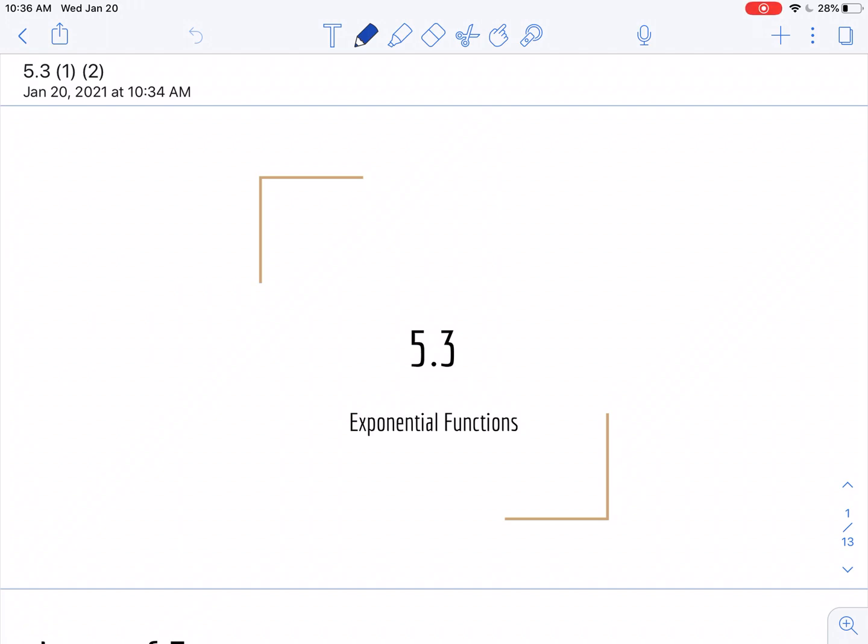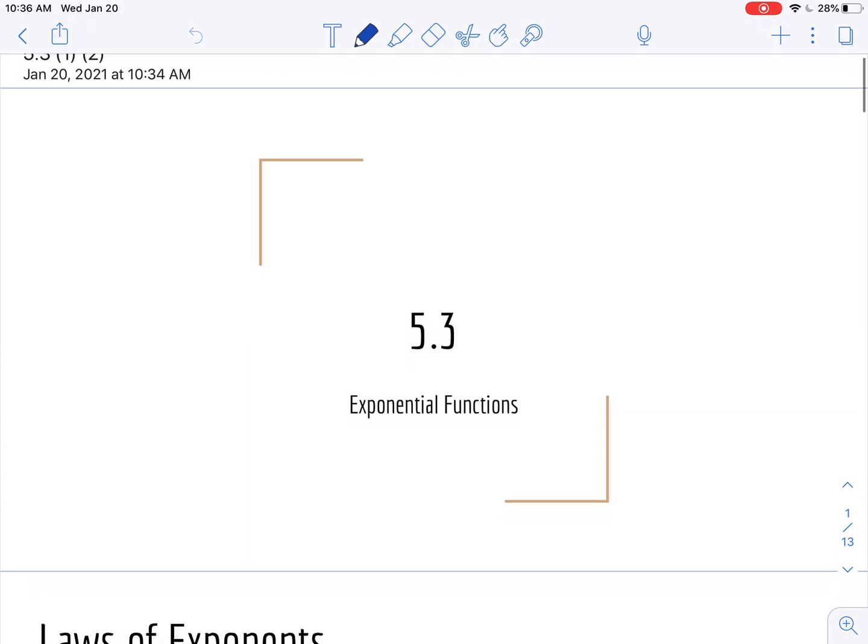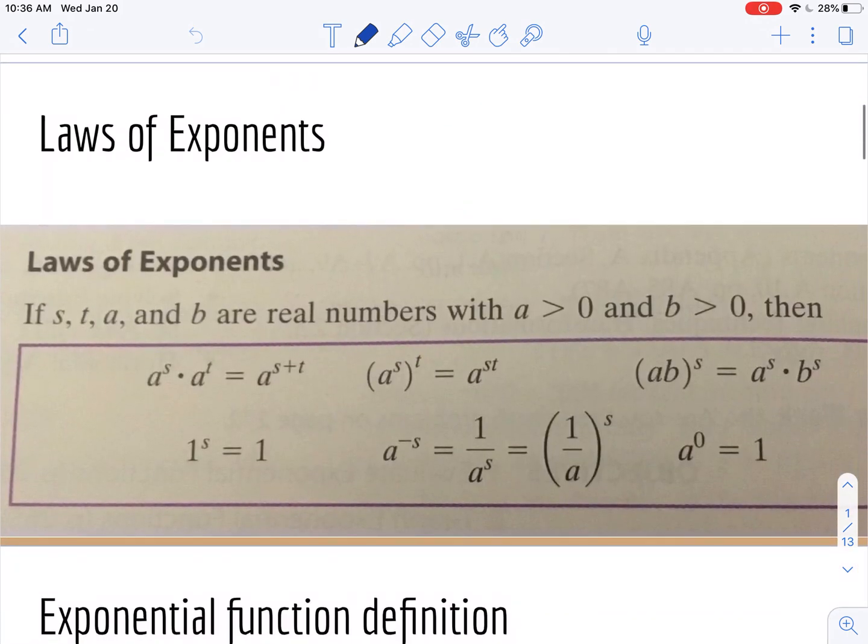These are the 5.3 Part 1 notes, and we're going to start looking at exponential functions, and we're going to continue this with our next set of notes as well. So, first of all, laws of exponents. This is all review. You guys started learning this in pre-algebra. You covered it again in Algebra 1. I know you touched on it in geometry and Algebra 2.